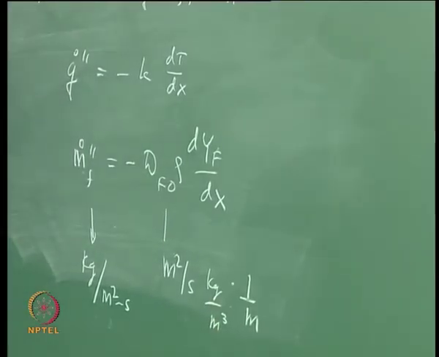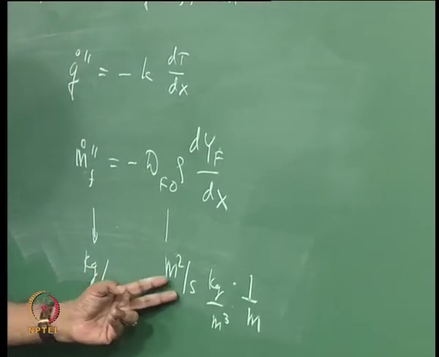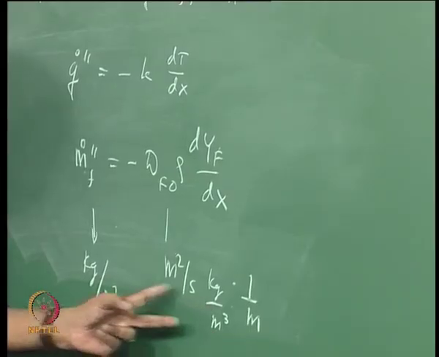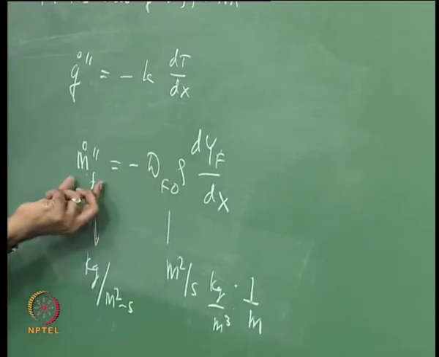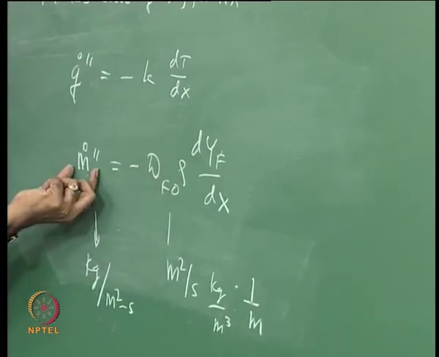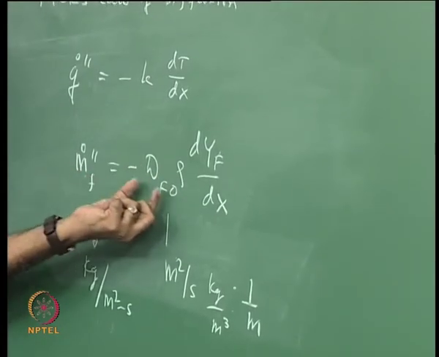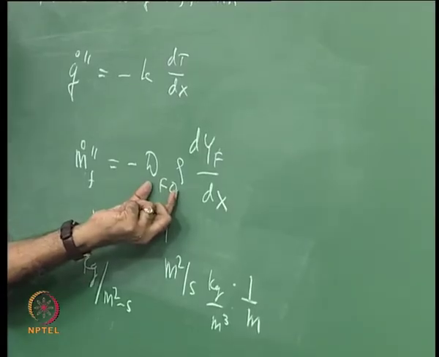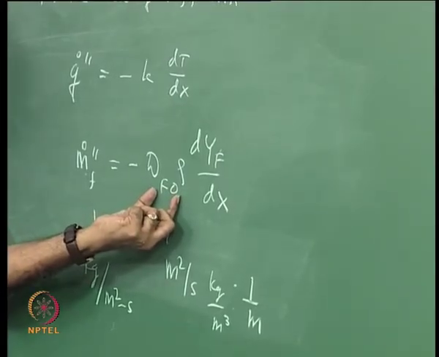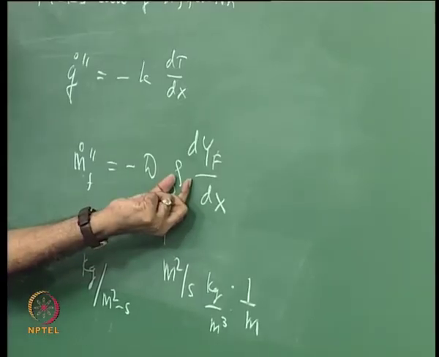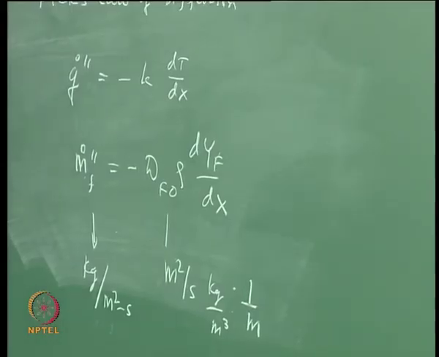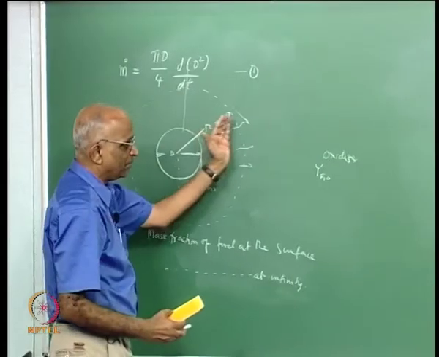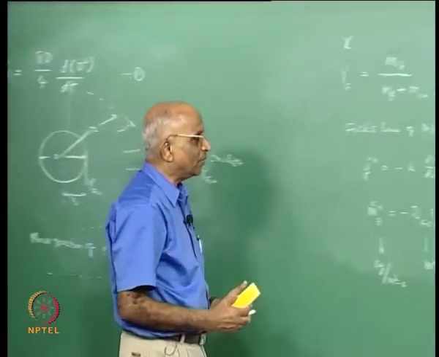And therefore, now I get kilogram per meter square second over here. Therefore, in terms of concentration, Fick's law of diffusion says the mass flux at any distance is equal to the diffusion coefficient of the particular substance in the medium multiplied by the density of the medium at that particular point, divided by this. This is Fick's law. I have to use this law because I want to find out the rate at which it is going. Therefore, let us now write out the equation.